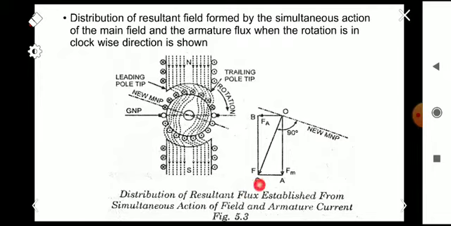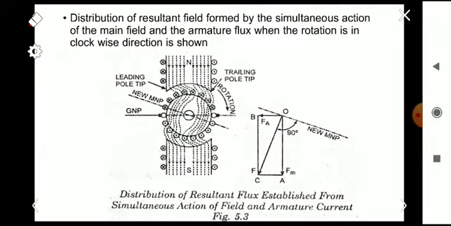We know that the magnetic neutral plane, MNP, will always be perpendicular to the resultant MMF OC. Here the resultant MMF is like this, so the magnetic neutral plane will be shifted along the direction of rotation. In the previous case we saw that the MNP coincided with the GNP, but due to armature reaction the flux distorts here. Since the MNP is perpendicular to the resultant MMF, the MNP will be like this, lying on this line. This will be our MNP.